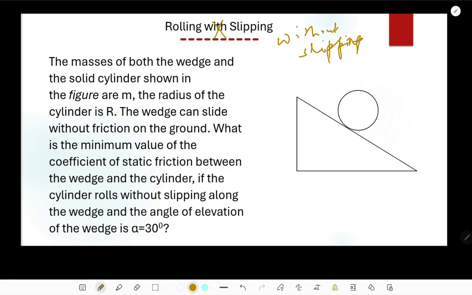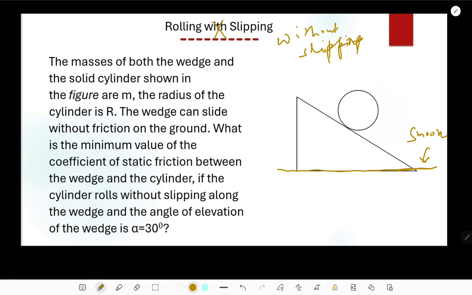The masses of both the wedge and solid cylinder are m, and the radius of the cylinder is r. Its moment of inertia about its axis of revolution will be half mr square, if you can remember. The wedge can slide without friction on the ground. So there is a ground and this is smooth.